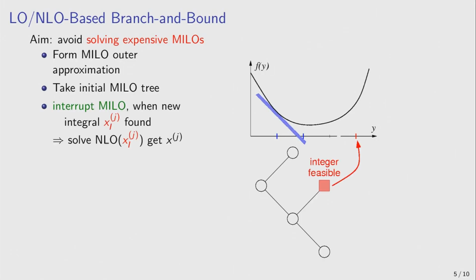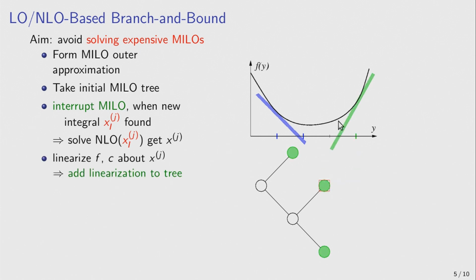So you take this initial tree, and as you're searching the tree, sooner or later you will find an integer feasible point. When you do that, in this case here on this branch, you have an integer feasible point, you go back and evaluate the objective function at this point, and you create the outer approximation cut, for example, or the Benders cut. That's up to you. That's a choice.